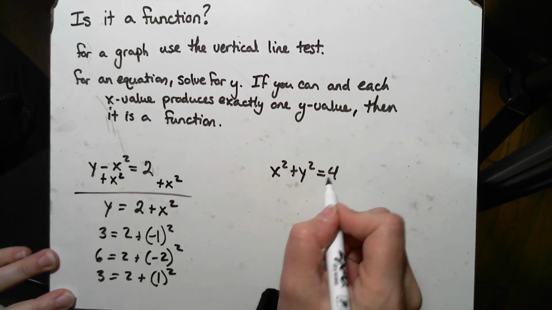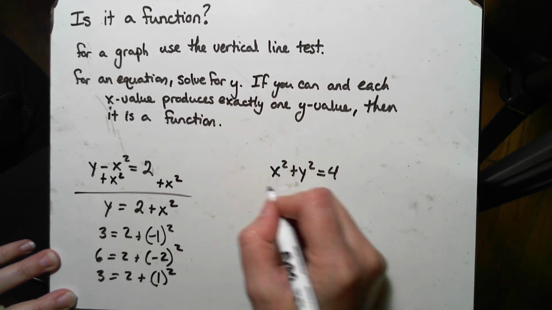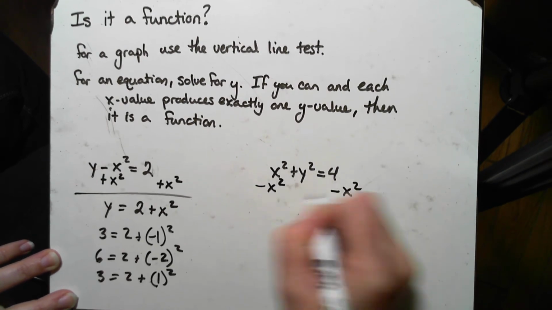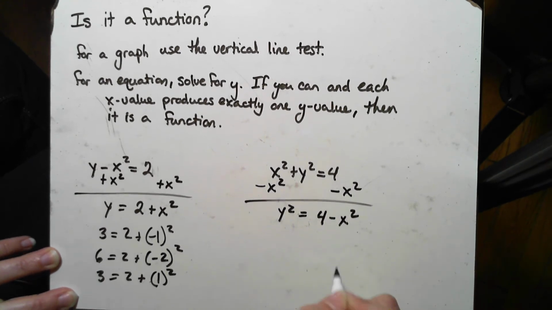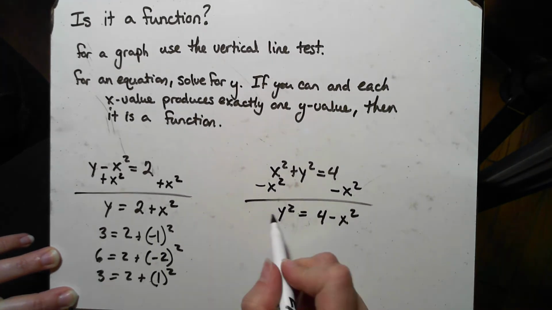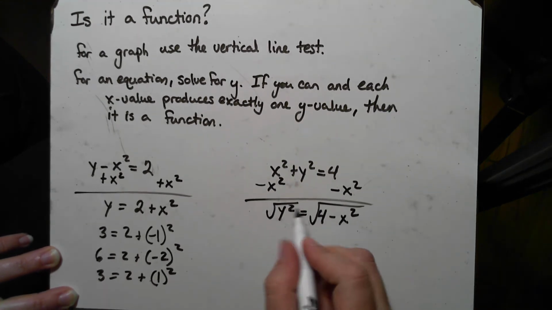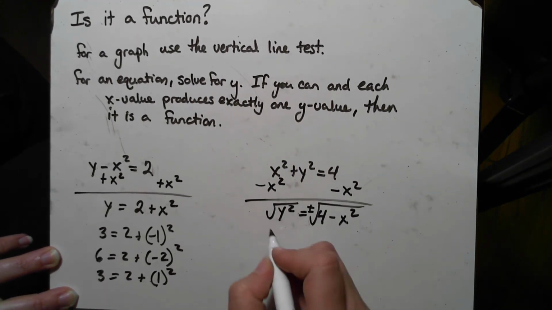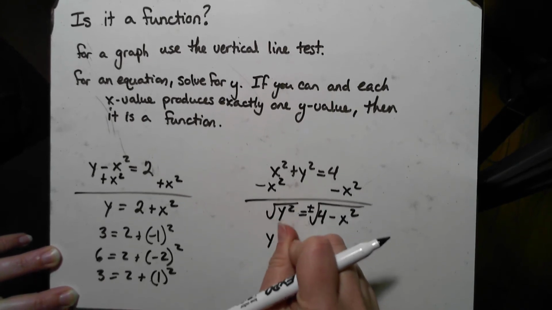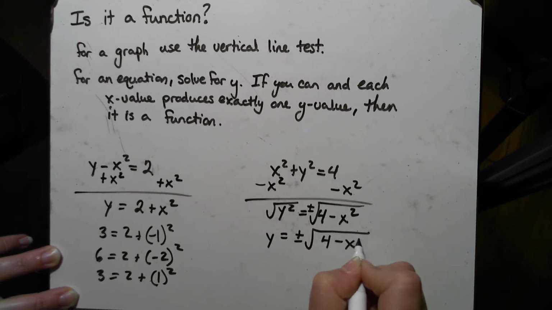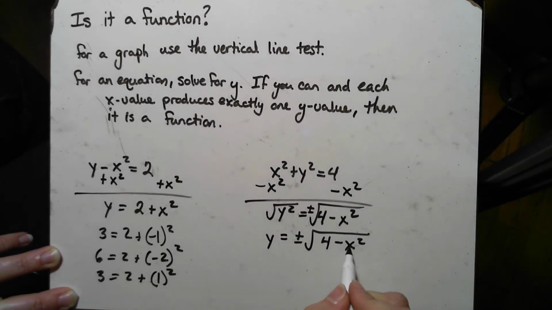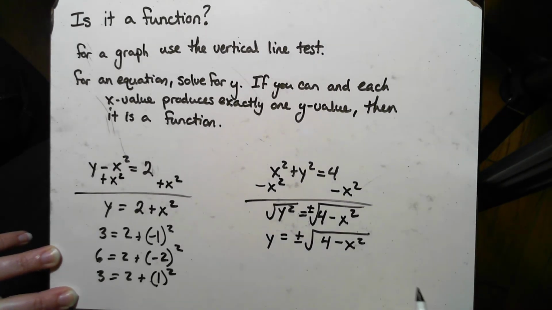Now this one over here, if I get y alone, I'm going to subtract x squared. And I get y squared equals 4 minus x squared. And then I have to get this square off of here, so I'm going to do the square root on both sides. And when you're the one introducing the square root, don't forget your plus or minus sign. So I get y equals positive or negative square root of 4 minus x squared. Now, when I put in like a 1 here, or a 2, or a 3, or whatever I put in here, I will have a problem.